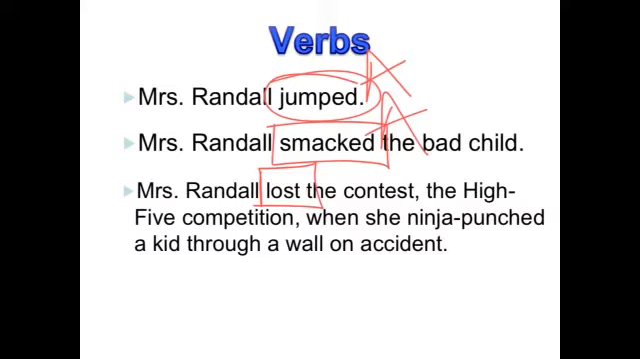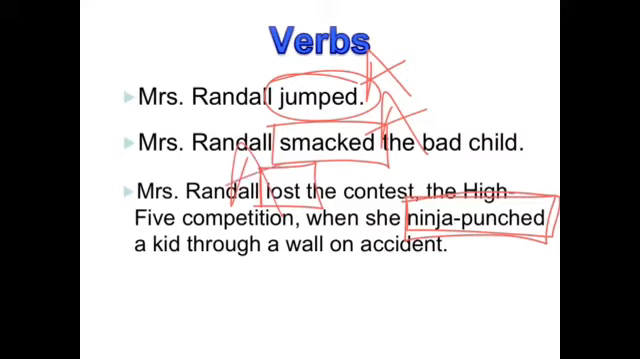Our second one, a little bit tougher. Our next example would be punched. Well, in this case, ninja punched, which is like a normal punch, but even better because you don't see it coming. And on these two, are they going to be action or are they going to be linking?